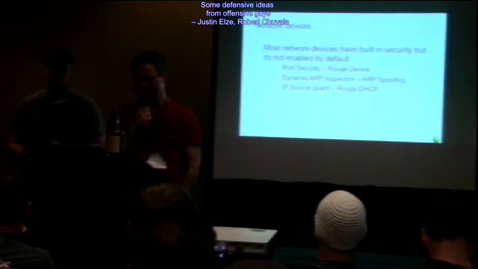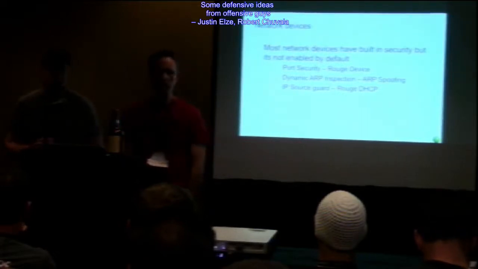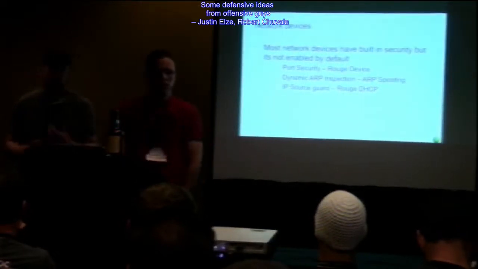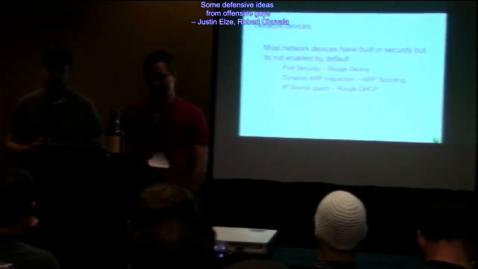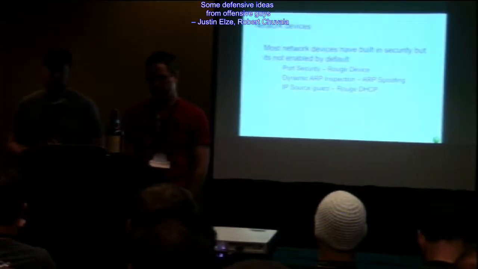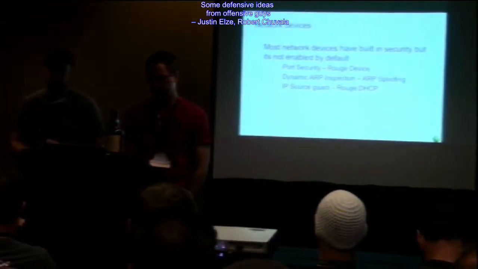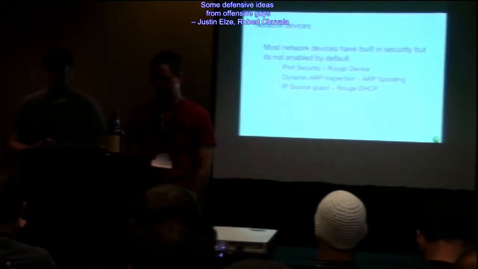Another thing that's often overlooked is network devices. We run up against a lot of Cisco shops, Cisco switches, Cisco routers. People seem to forget that a lot of features are shipped by default but not enabled: port security, dynamic ARP inspection, and IP source guard. These technologies help a lot with layer 2 level attacks and rogue devices and that sort of thing.